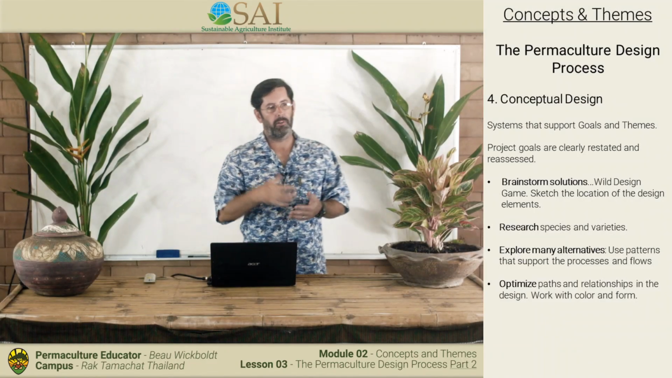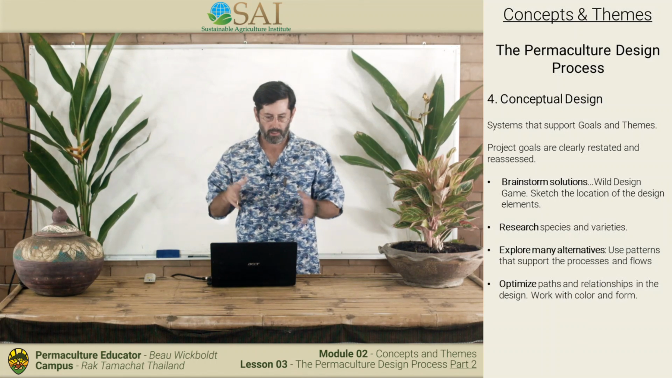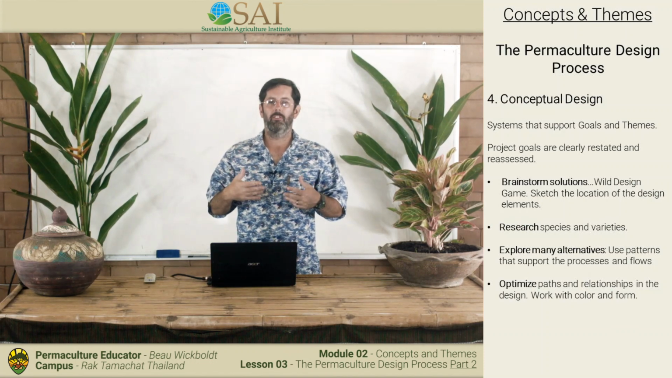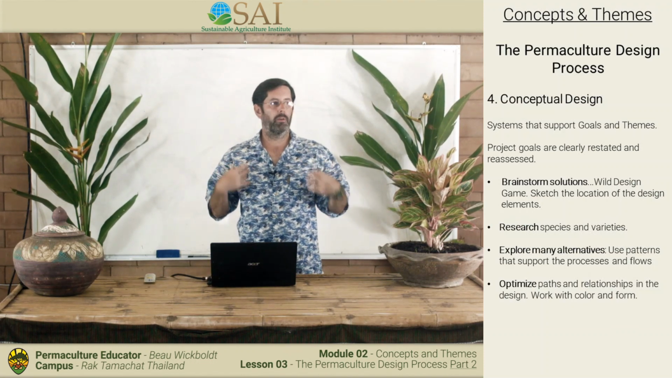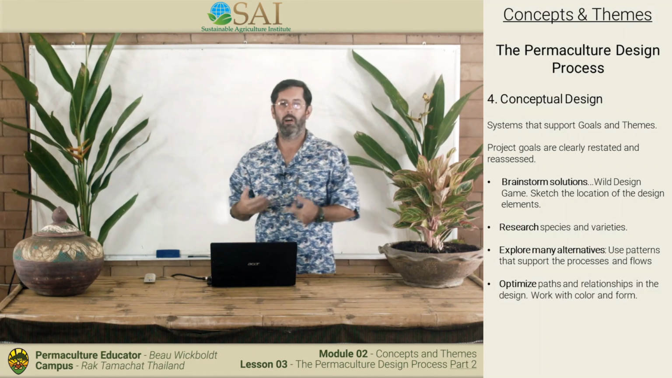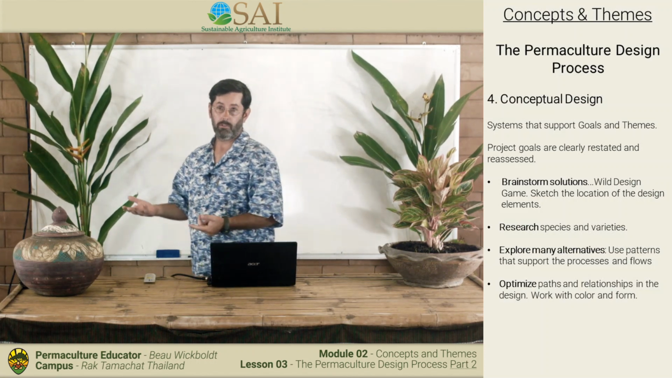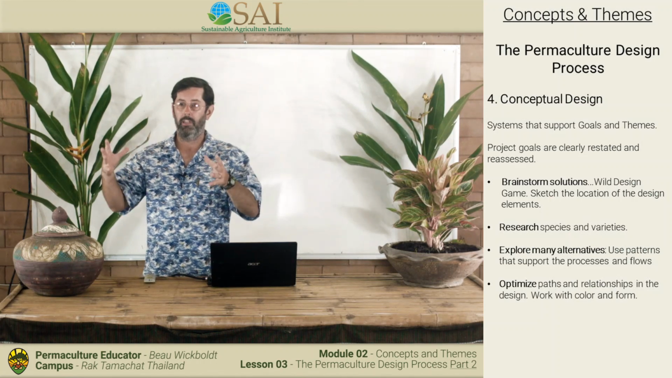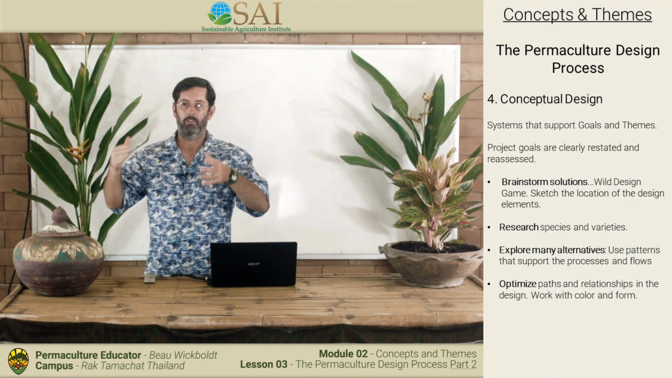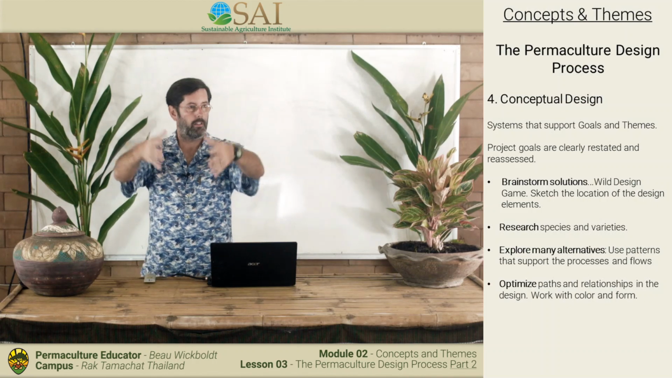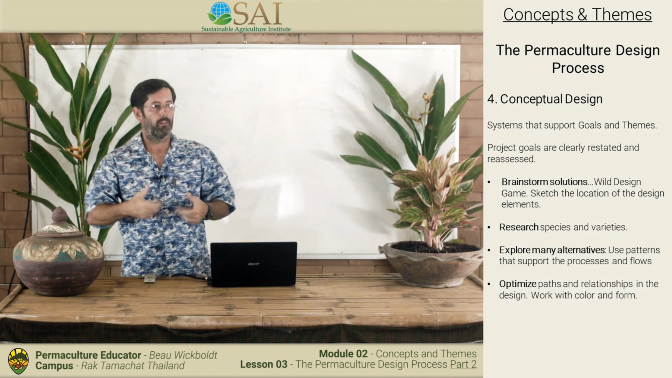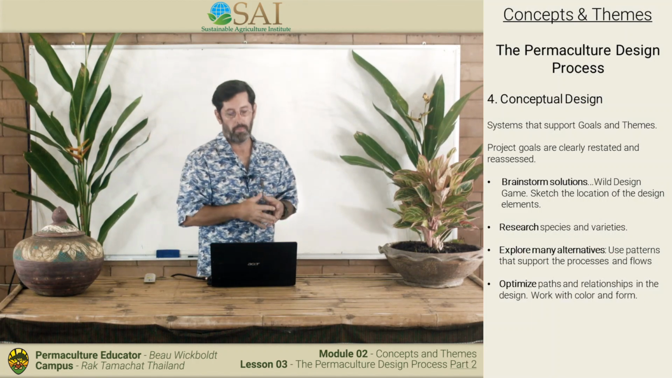So that brings up the concept of conceptual designs. Systems that support your goals and your themes is a conceptual design. So if I start to say, what's my goal for my lifestyle? Maybe my lifestyle is I want to have healthy, nutritious food. Good. A garden might be a great theme to support that. The garden and then the nursery supports the ability for me to have healthy, nutritious food, right?